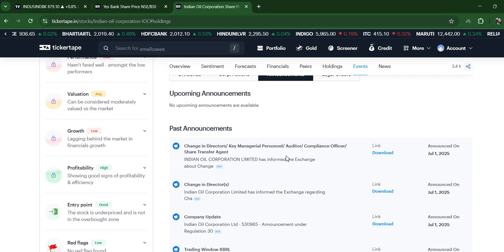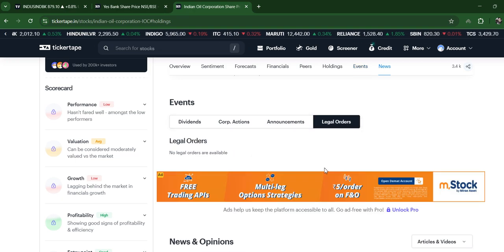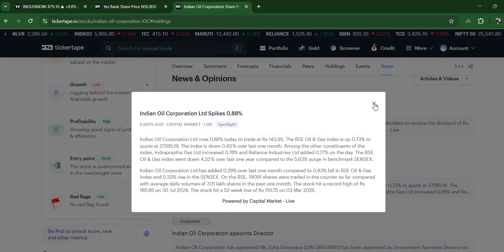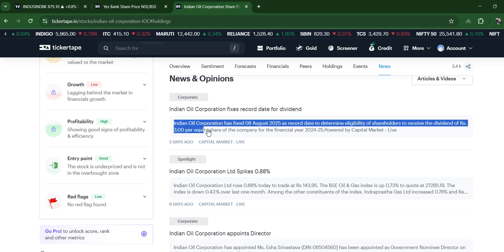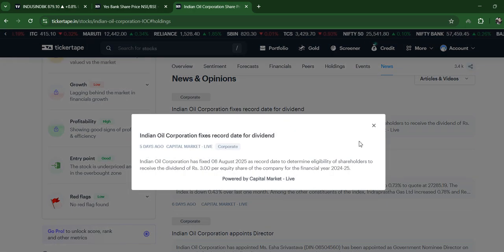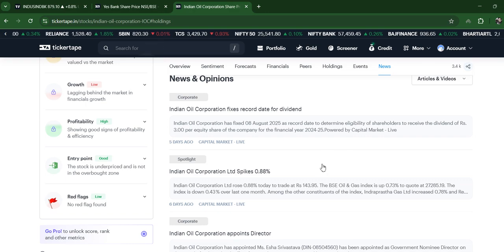All right, there comes an announcement over here if the company has made any changes in their directors, or if there are any new compliance things that have been brought into force. So all those details you'll get over here. Of course you need to have a premium version for this, then only you can download it and understand the legal orders. I mean, whatever the spike happens, or if there is any record date for the dividend, etc. See, for example, the upcoming dividend has a record date of 8th of August. Okay, so on 8th of August they'll be finalizing the dividend of rupees 3 per equity share of the company for the financial year. So this is how you make your knowledge better by using this website.